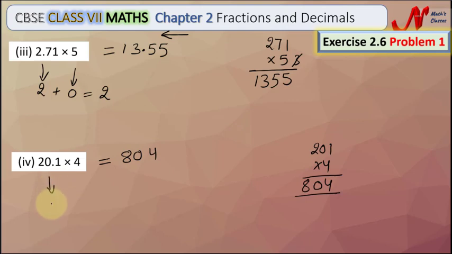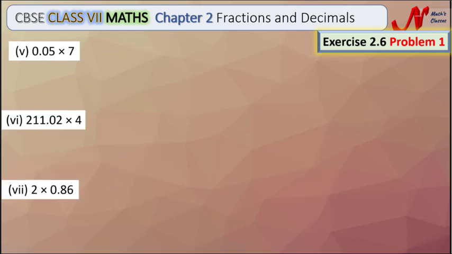So in 20.1 we have one digit after the decimal point. In 4 we do not have any digits after the decimal point. So together we have one digit after the decimal point. In the product, from right to left, we keep the decimal point after one digit. So we get 80.4. Now we find the product of 0.05 and 7.